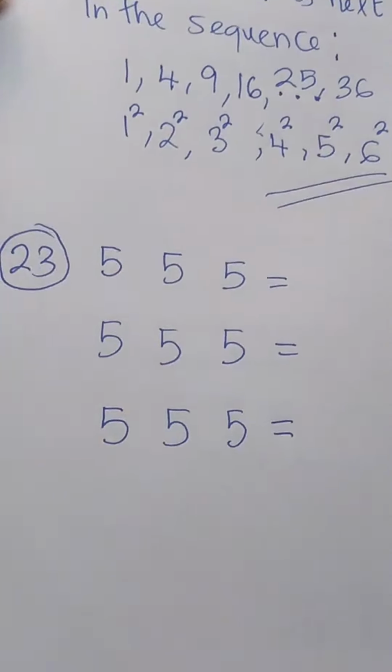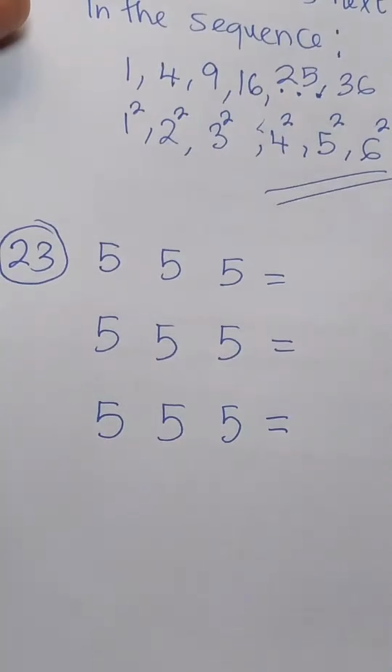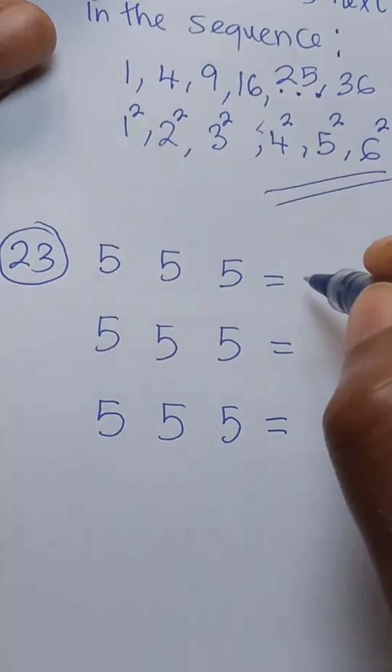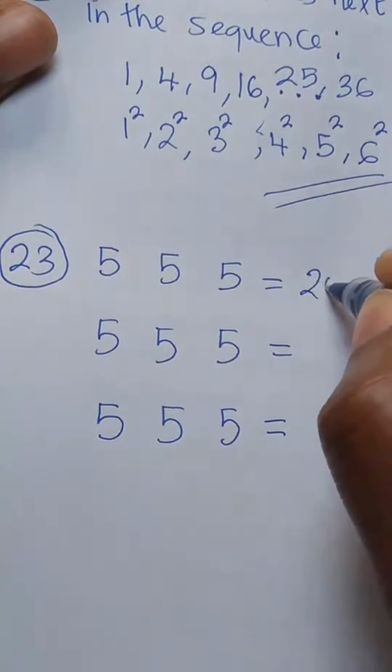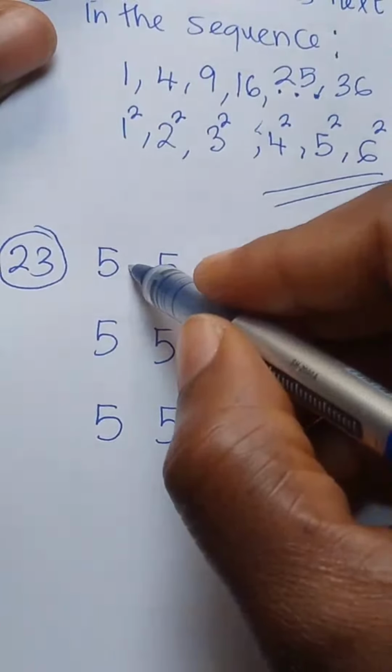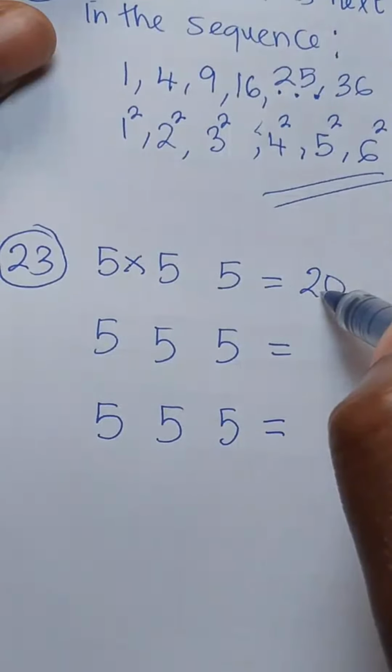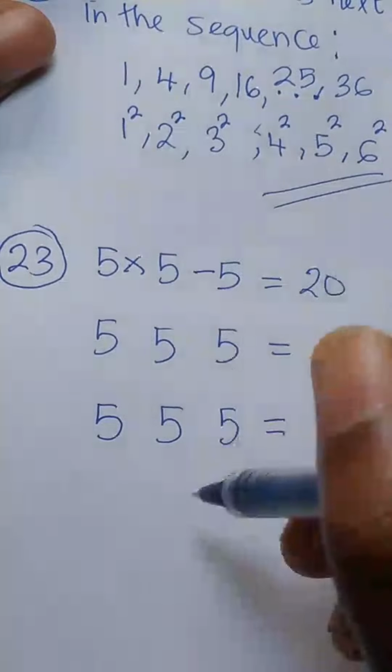All right. So this is question number 25. I'm going to do the first two, and you're going to do this one. Okay. Let's say here is 20. We have 5 times 5 is 25. 25 minus 5 is 20.